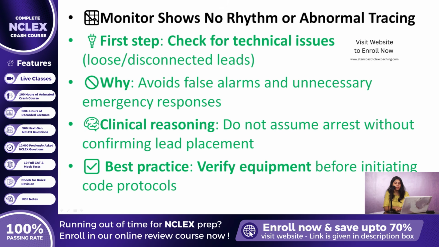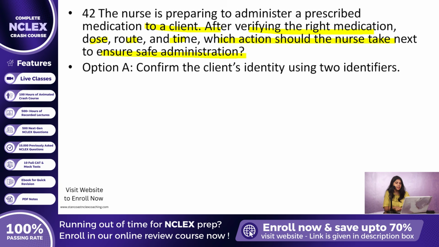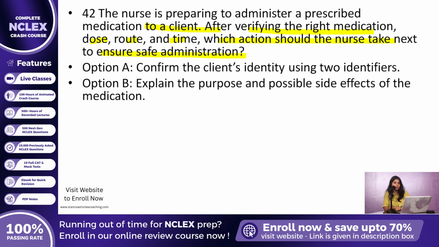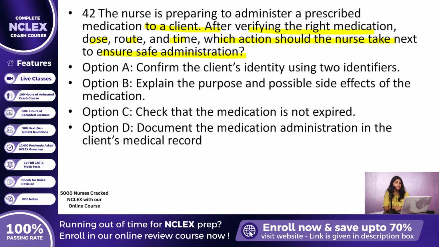Finally, question number 42 emphasizes the 5 rights of medication safety. The nurse is preparing to administer a prescribed medication to a client. After verifying the right medication, dose, route, and time, which action should the nurse take next to ensure safe administration? Option A, confirm the client's identity using 2 identifiers. Option B, explain the purpose and possible side effects of the medication. Option C, check that the medication is not expired. Option D, document the medication administration in the client's medical record.